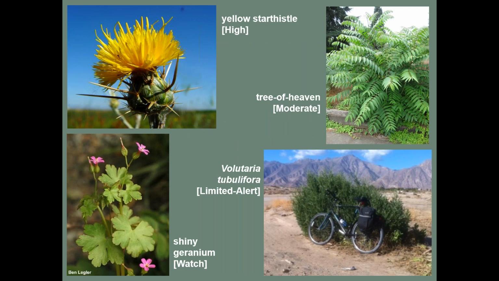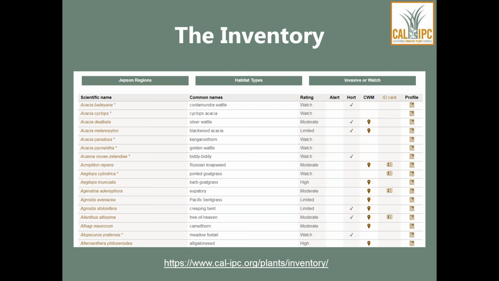And here are some examples of species that have these different ratings. Again, we have high, moderate, limited, and then the watch category. And just a snapshot of what our inventory looks like. There's a plant profile for each of these species. Everything's available to the public for free.